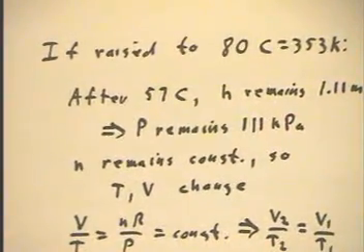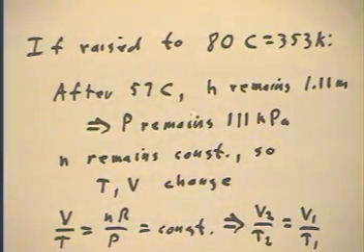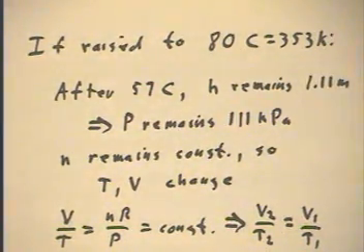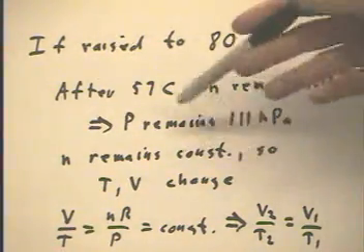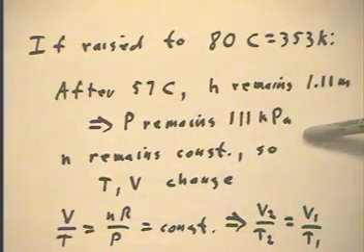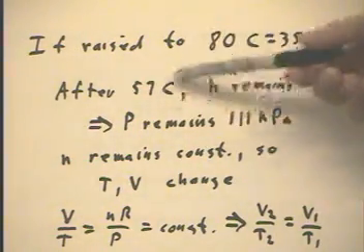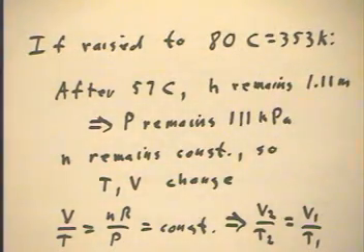Now, we had water that was capable of raising the temperature of this system to 80 degrees Celsius, or 353 Kelvin. After raising to 57 Celsius, the altitude is going to remain at 1.11 meters, and therefore the pressure is going to remain at 111 kilopascals. Pressure is not going to change. We can still increase the temperature from 57 to 80 Celsius, a difference of 23 Celsius, or 23 Kelvin if you prefer. Kelvin maybe is a little bit more appropriate.